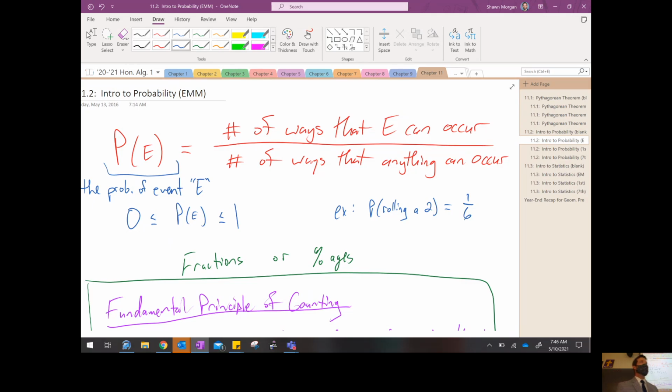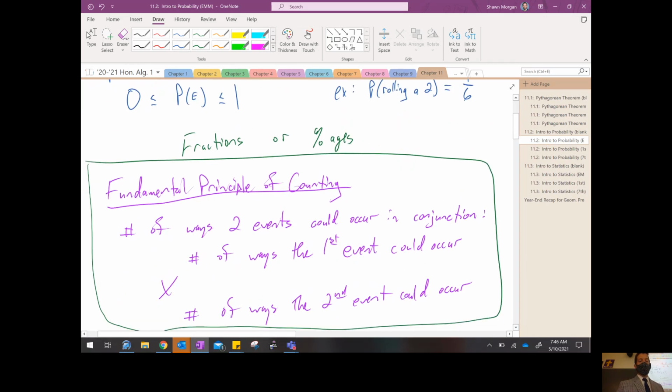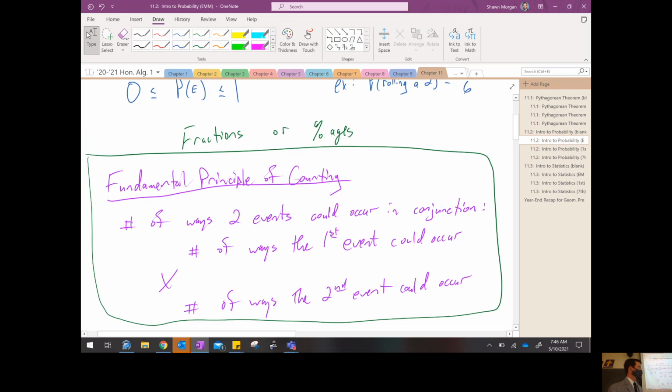The way that we get better at counting is we learn some basics. And the first basic I've got up there on the screen in purple is called the fundamental principle of counting. And if you want to get your handshakes question right, pay attention to this. The fundamental principle of counting says that if you have a couple of events that you want to occur, let's just start with a couple. It could be however many you want.